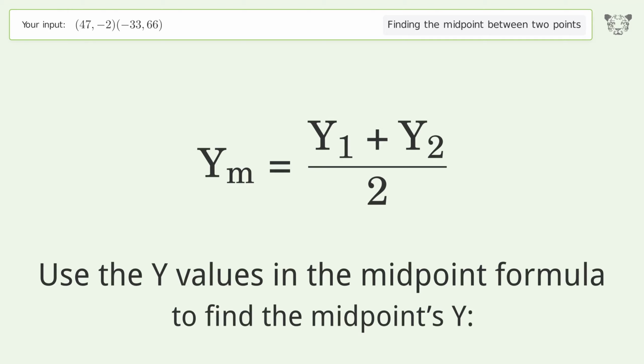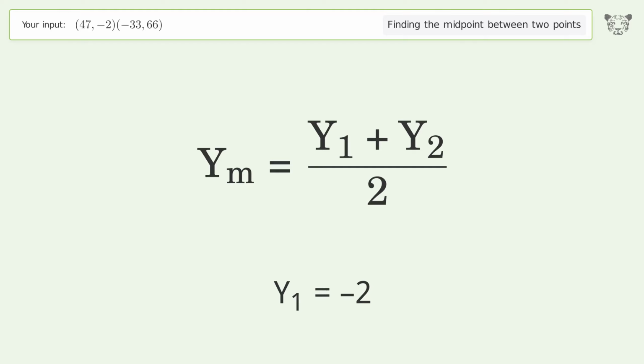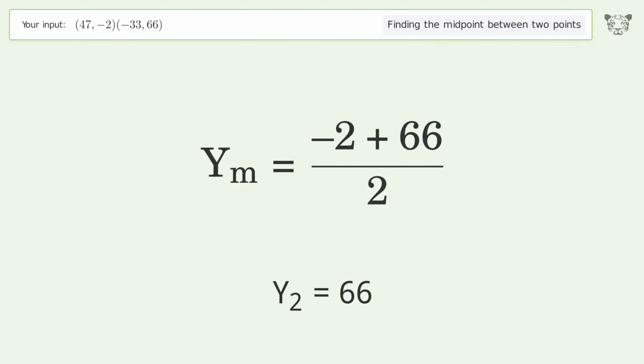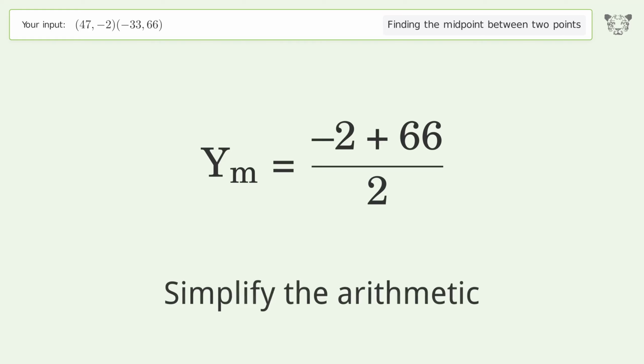Use the y values in the midpoint formula to find the midpoints y. y1 equals -2. y2 equals 66. Simplify the arithmetic.